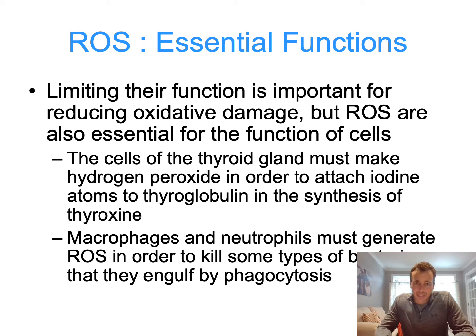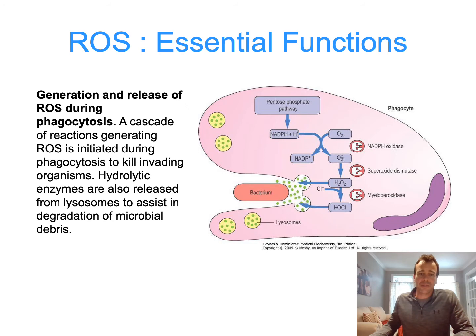As I mentioned, reactive oxygen species are also essential for the function of cells, so they have good roles. The cells of the thyroid gland, for example, make hydrogen peroxide in order to attach iodine atoms to thyroglobulin in the synthesis of thyroxine. And as I mentioned, macrophages and neutrophils generate reactive oxygen species to kill some types of bacteria during phagocytosis. So here's a diagram showing that.